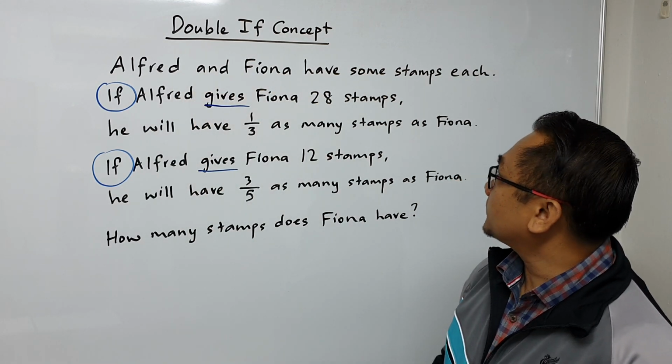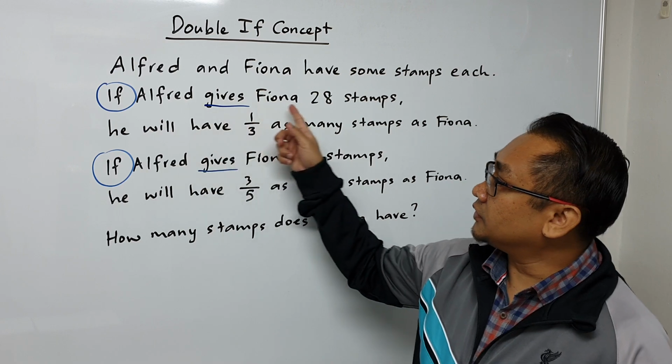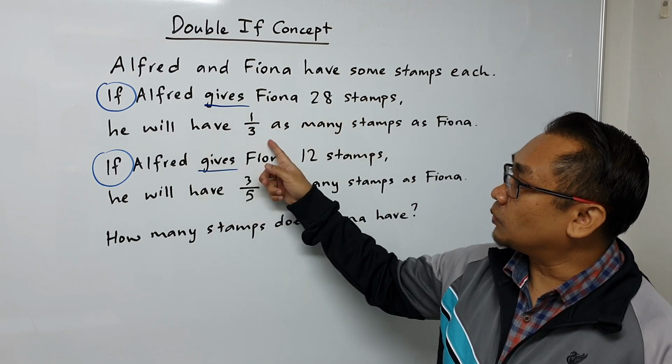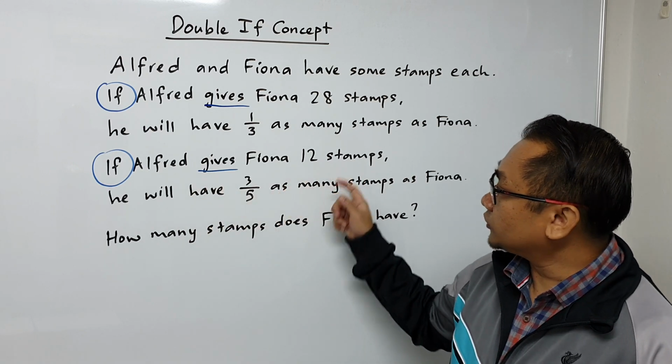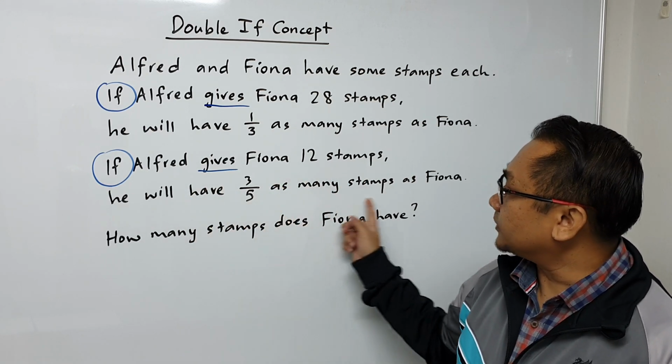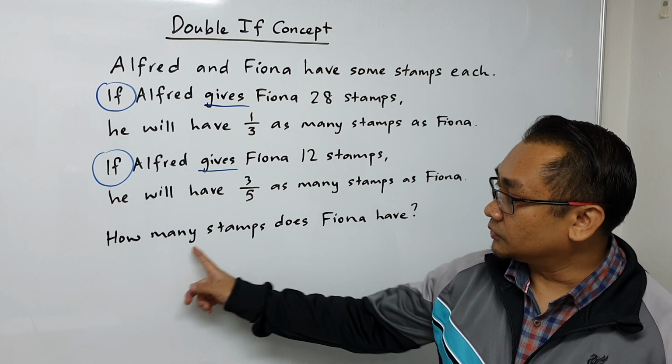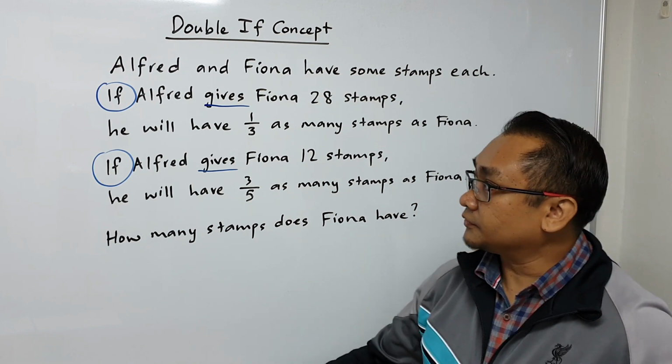Alfred and Fiona have some stamps each. If Alfred gives Fiona 28 stamps, he will have 1/3 as many stamps as Fiona. If Alfred gives Fiona 12 stamps, he will have 3/5 as many stamps as Fiona. So how many stamps does Fiona have?